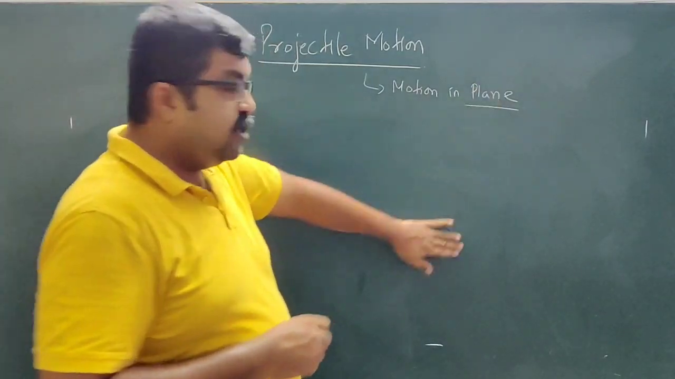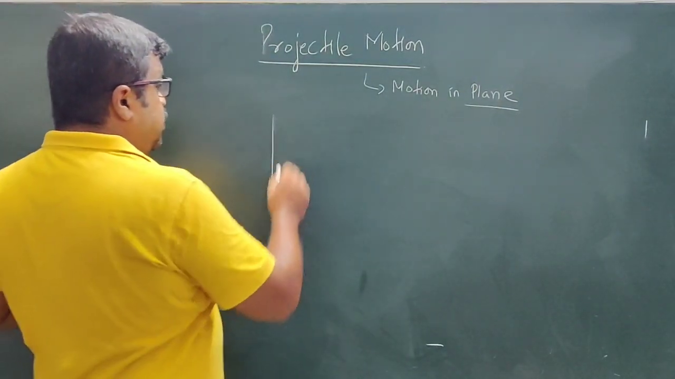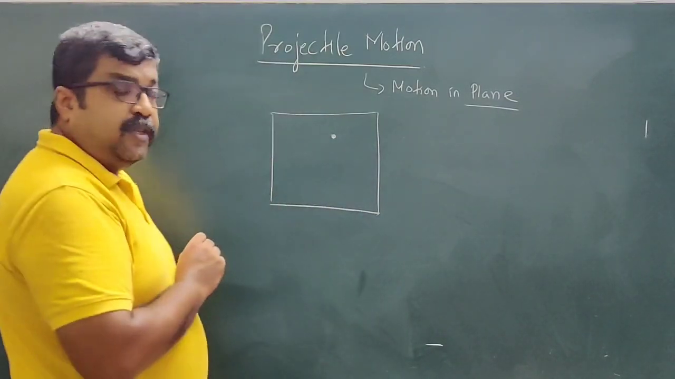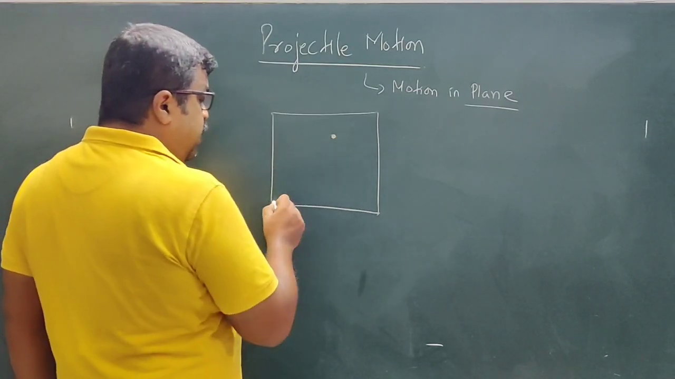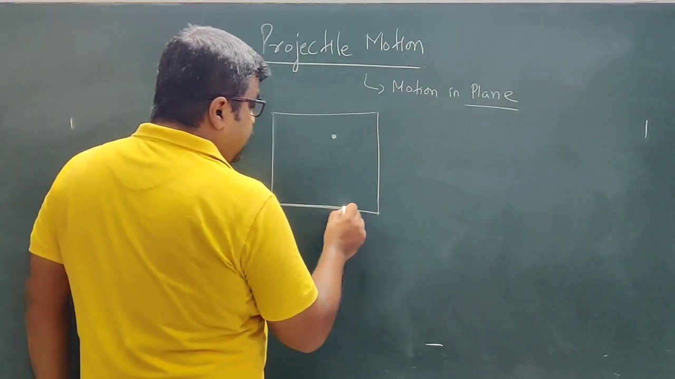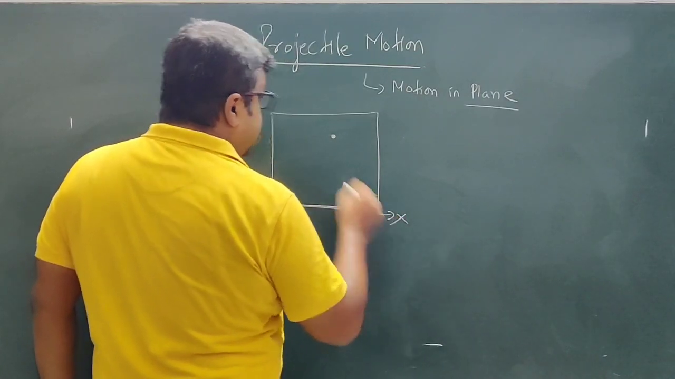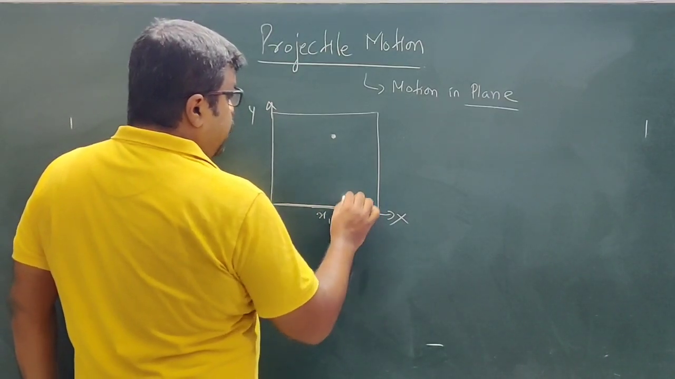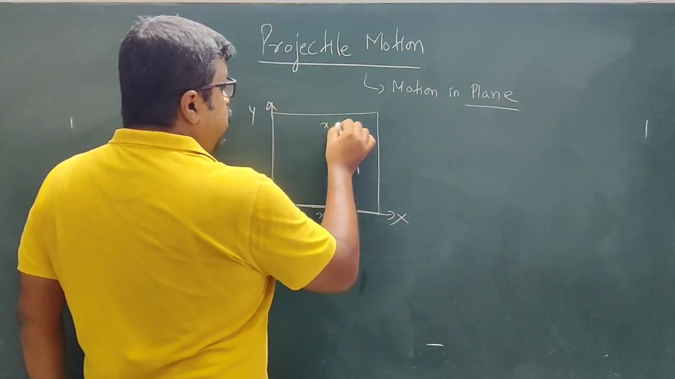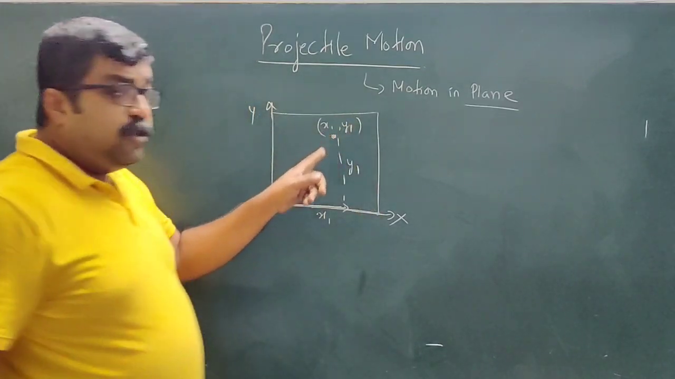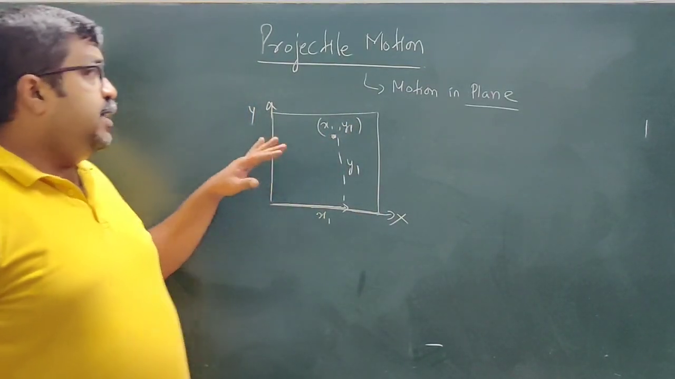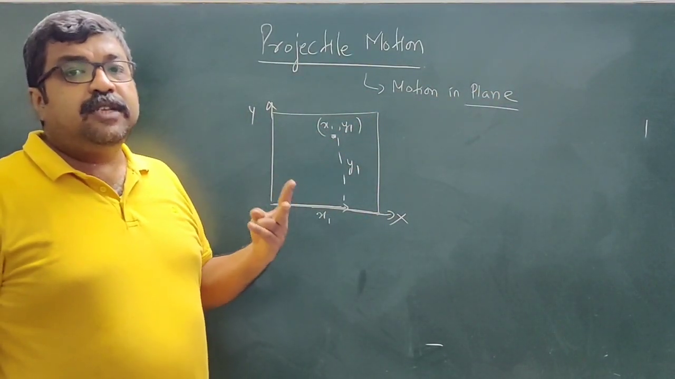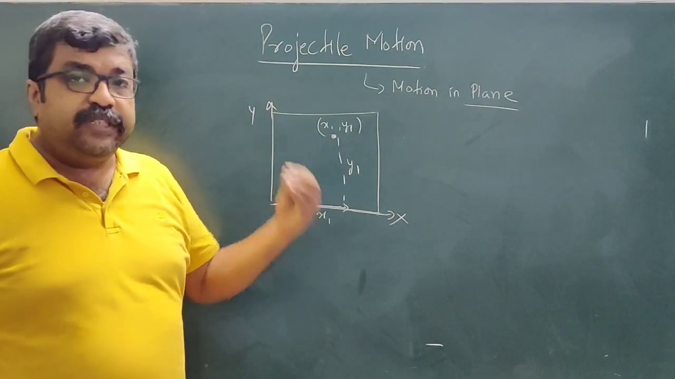Plane means suppose this board is a plane. If an object is at this particular location, I need to define this position. I need the distance traveled in this direction. Suppose this is the x-axis and this is the y-axis. Suppose this is x1 and this is y1. So this coordinate will be x1 comma y1. To define this position, I need two coordinates. So that is motion in plane. It is also called motion in two dimensions. That is, two dimensions are required to define a particular physical quantity.